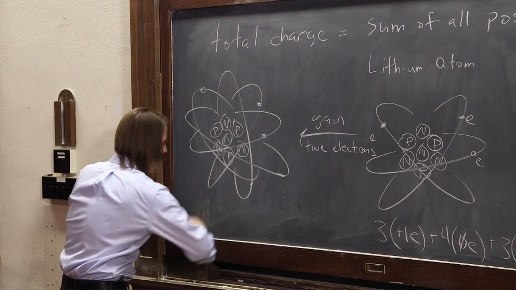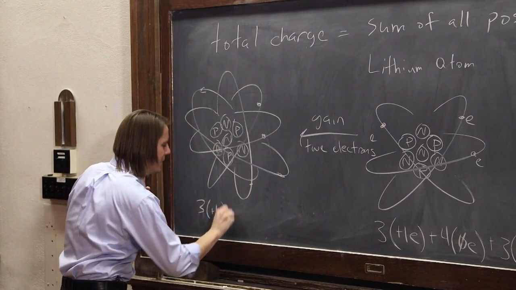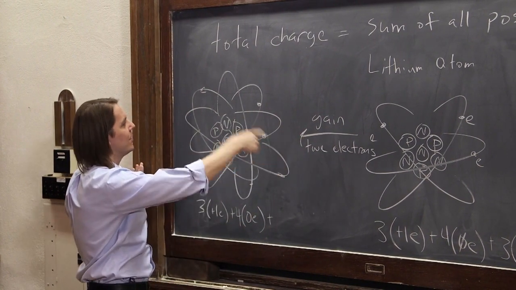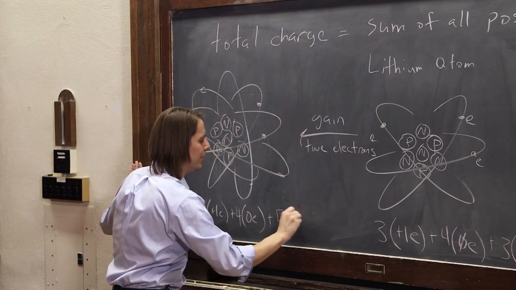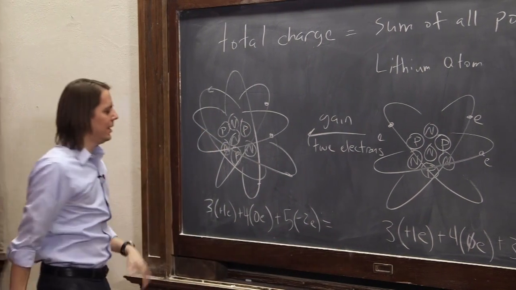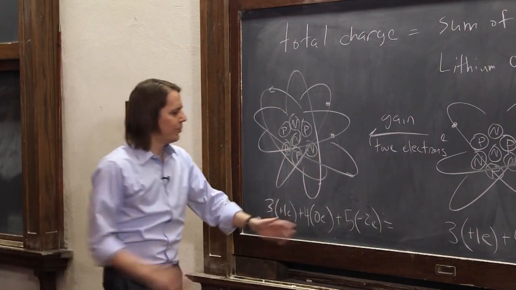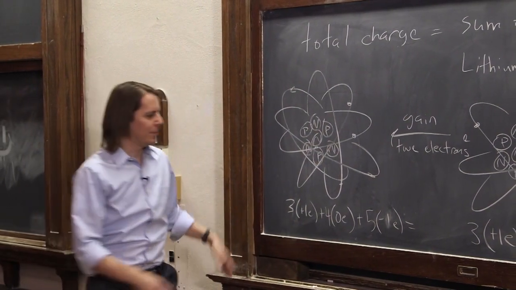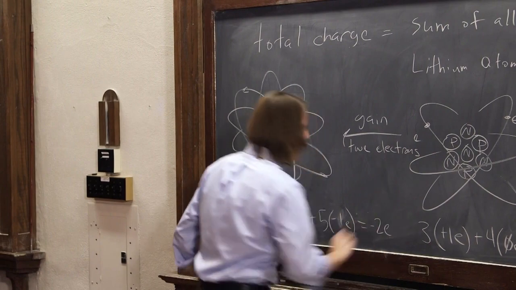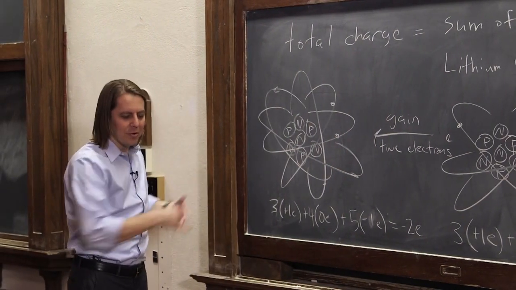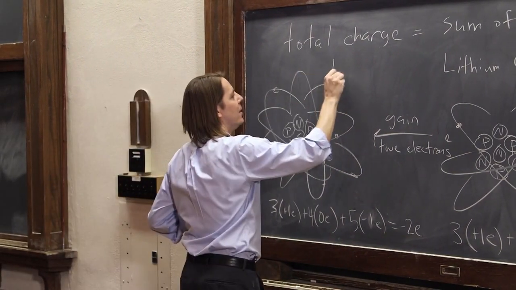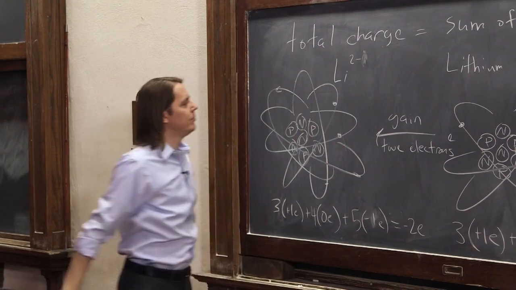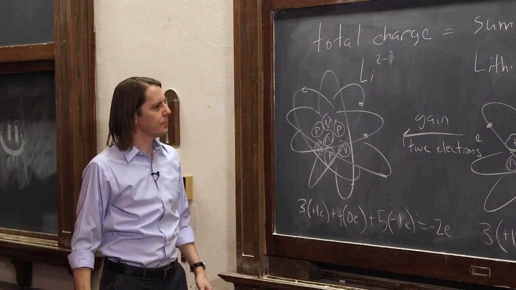And we could add it up. 3 times plus 1e plus 4 times 0e plus, now we gained 2 electrons, that took us up to 5, plus 5 times minus 1e. And we'll get a charge that's negative. We'll get minus 2e for the total charge. So you can see this is really just trivial addition. This would be a lithium ion, and usually it'd be written like this, Li, the chemical symbol for lithium, 2 minus, because its charge is minus 2.